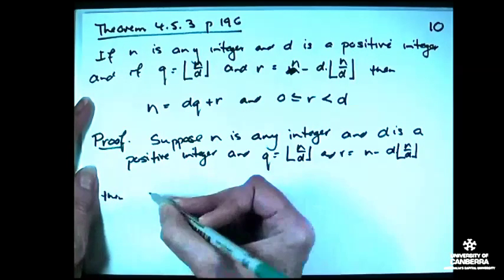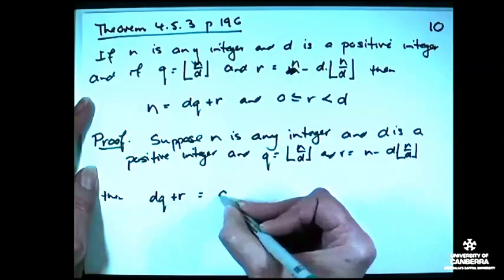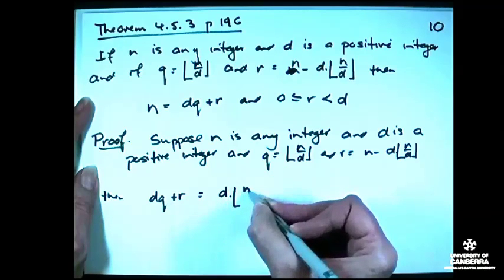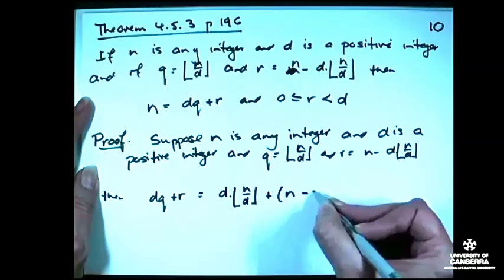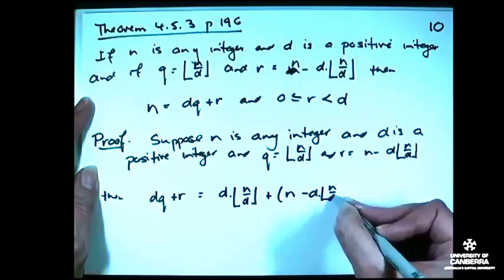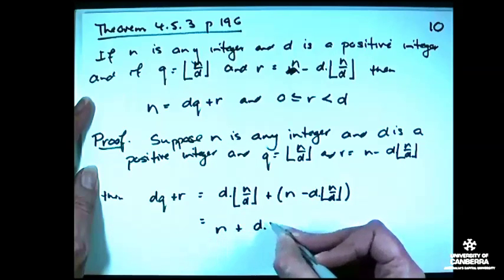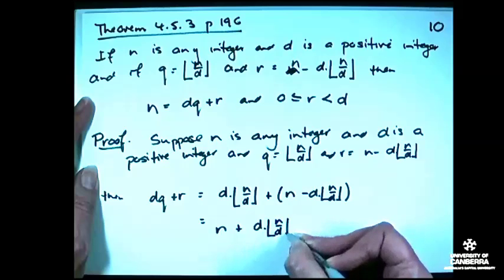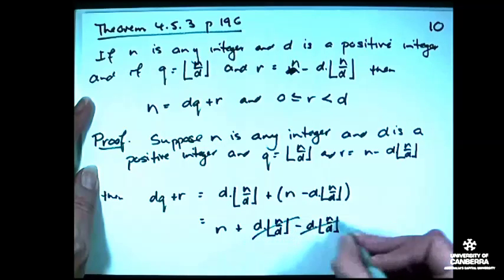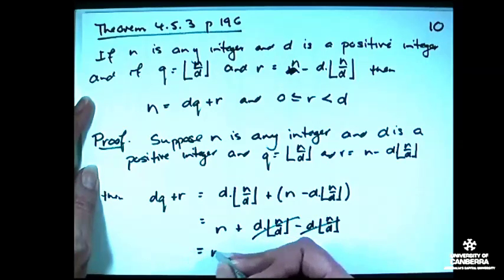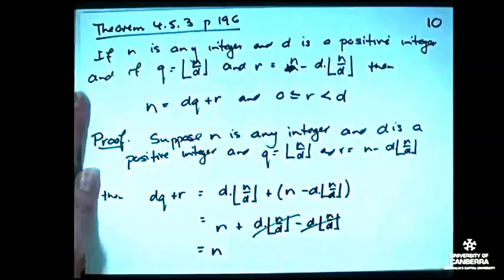then dq plus r is equal to d times q, the floor of n on d, plus r, which is equal to n minus d times the floor of n on d. So this is equal to n plus d times the floor of n on d minus d times the floor of n on d. Those can get cancelled. So this is equal to n. Okay, n is equal to dq plus r. We've got it here. All's going well.